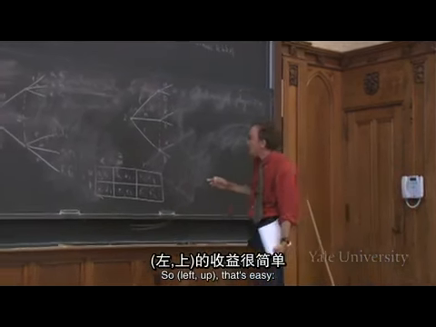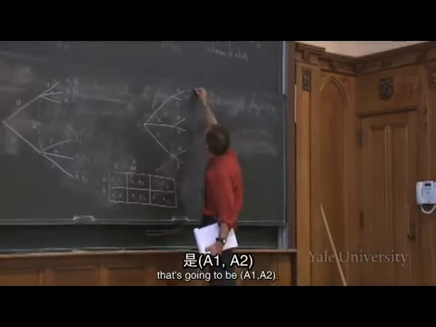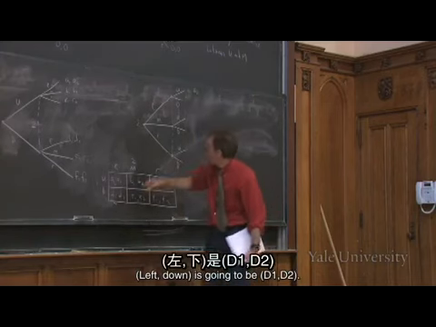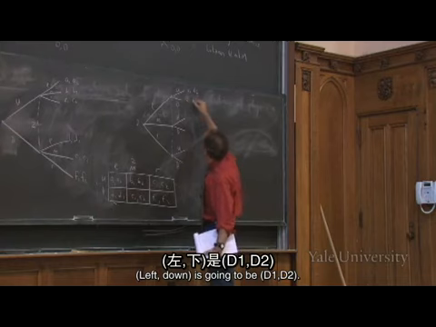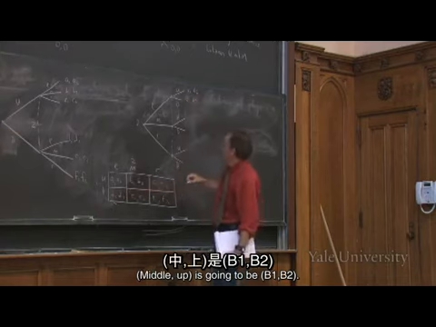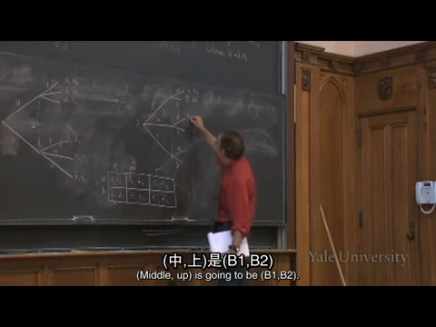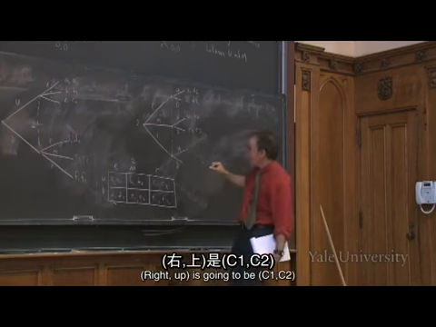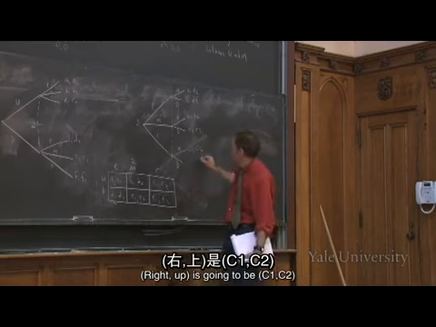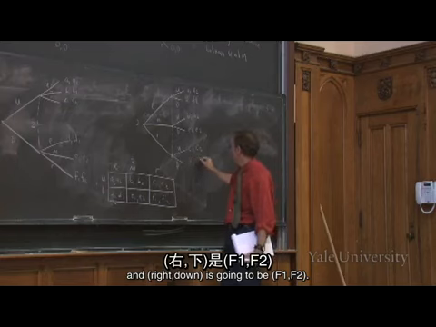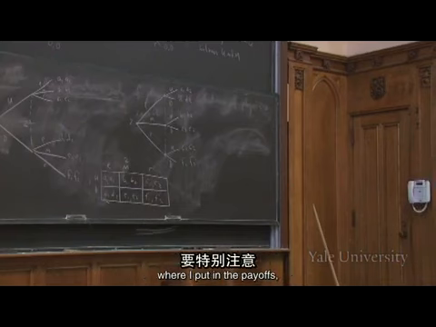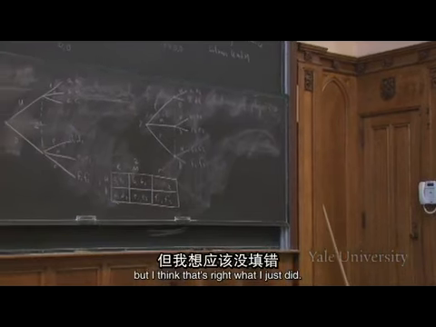So left up, that's easy. That's going to be A1, A2. Left down is going to be D1, D2. Middle up is going to be B1, B2. Middle down is going to be E1, E2. Right up is going to be C1, C2, and right down is going to be F1, F2. So I have to be a little bit careful where I put the payoffs, but I think that's right, what I just did.